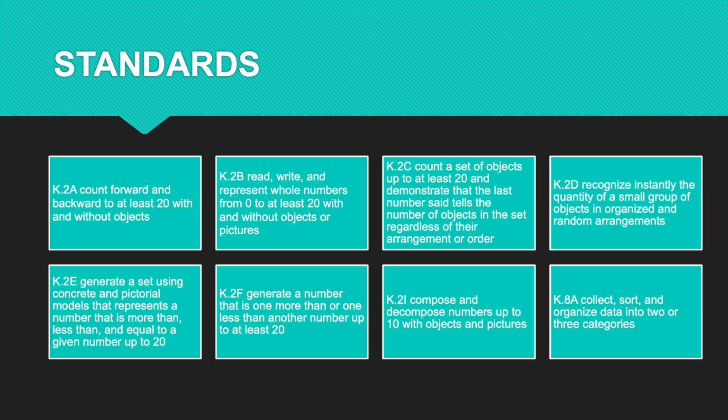They will recognize instantly the quantity of a small group of objects in organized and random arrangements. They will generate a set using concrete and pictorial models that represent a number that is more than, less than, and equal to a given number up to 20. They will generate a number that is one more than or one less than another number up to at least 20. They will compose and decompose numbers up to 10 with objects and pictures. They will collect, sort, and organize data into 2 or 3 categories.